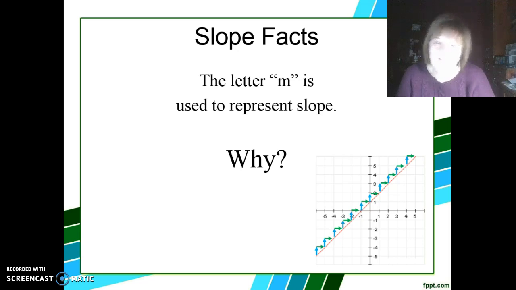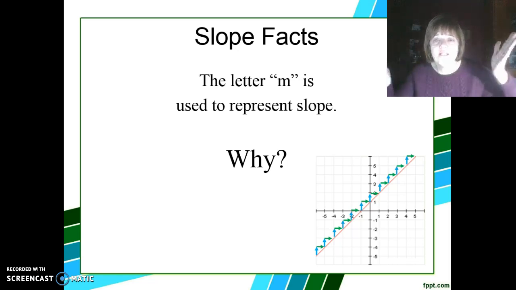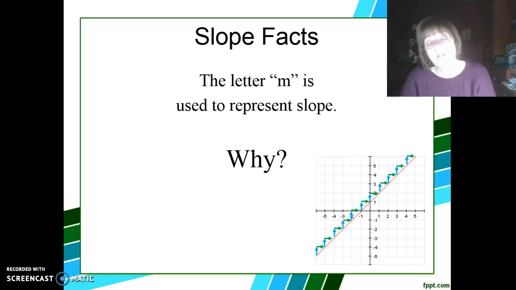So another fun fact about slopes is you're going to see slope represented by the letter M. And students ask this all the time. Why is it M? Well, nobody really knows for sure. It's that simple. You can Google it. Nobody's positive. I used to think it was because of a Greek letter or something, but I was apparently wrong because I Googled it. But what I like to do is think of M for slope and think of motion.